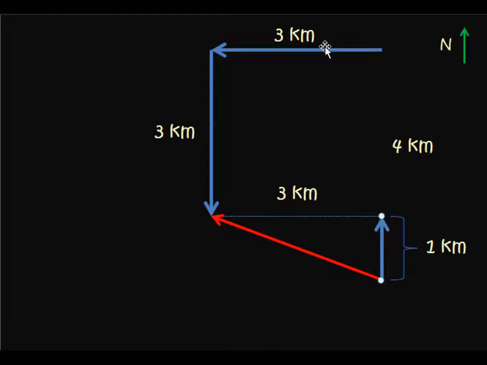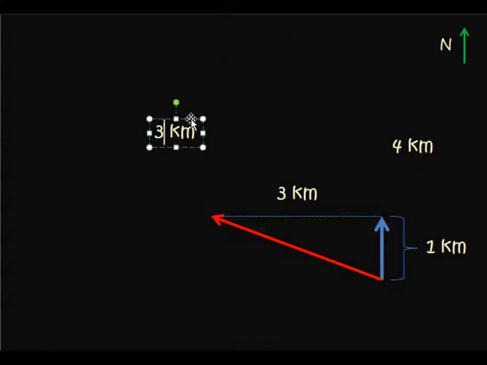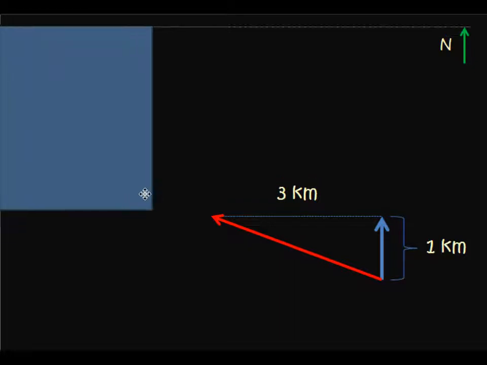So now we have a right triangle, and if we get rid of all the other mess, it'll be clear. So we're going to get rid of all this other extra stuff besides the right triangle. Here we have it, our right triangle, with sides of 1 kilometer, 3 kilometers, and the hypotenuse is the displacement, or the thing that we're looking to find.